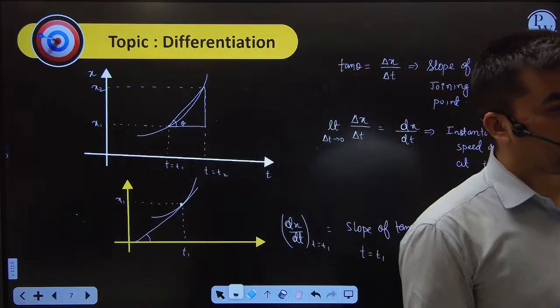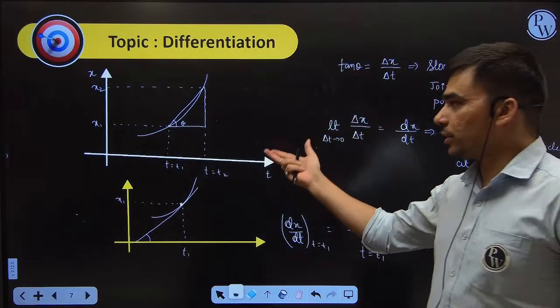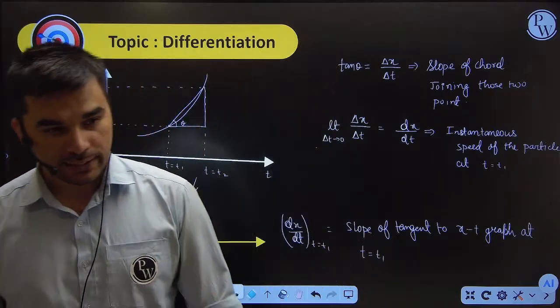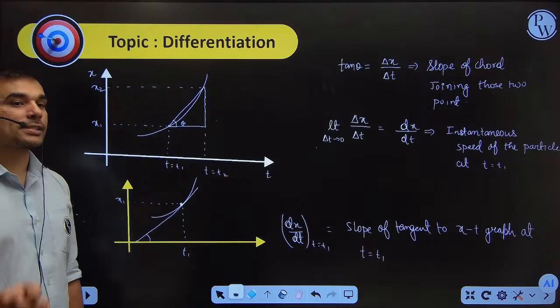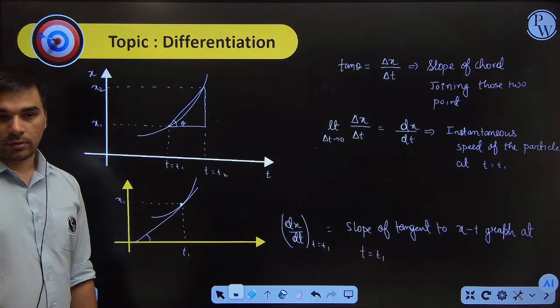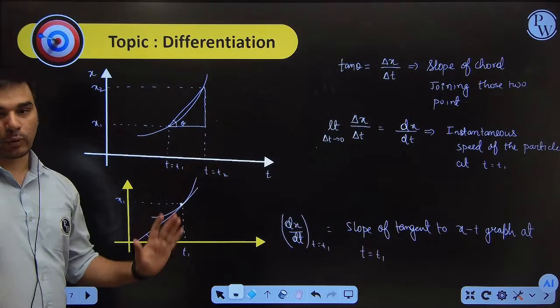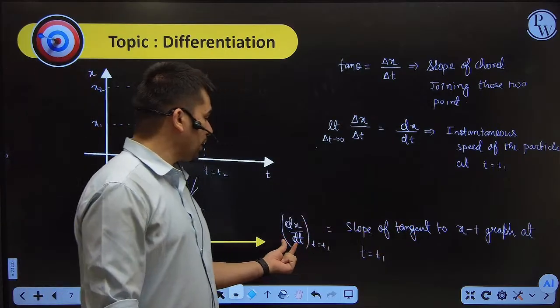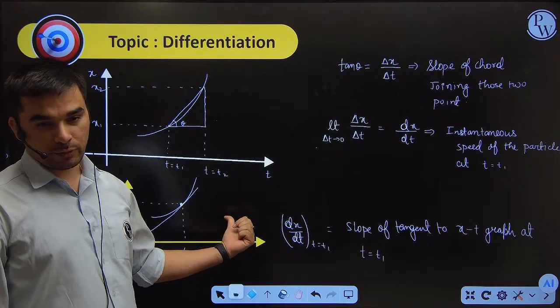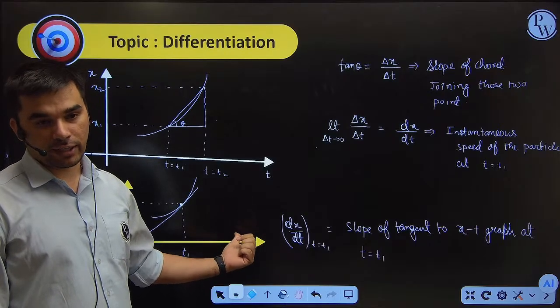So in general, for any graph, not just for position versus time graph, if any y versus x graph is given to you, if somebody asks you what is the slope of tangent at x is equal to x naught, what will you do? Simply you will find out dy by dx at that point. What is the meaning of this? I have written down the meaning of differentiation actually in graphical terms. This is called as geometrical meaning of differentiation.